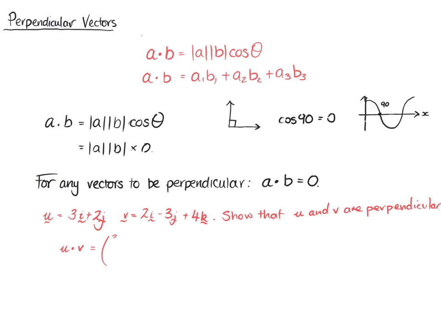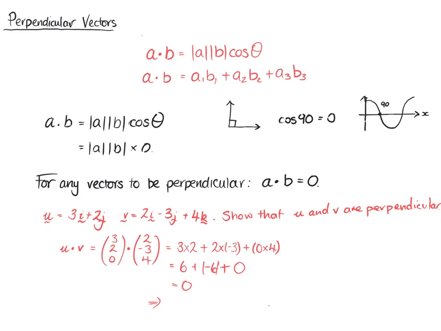To do that, we'll just quickly put it into component form. So 3, 2, 0 and 2, minus 3, 4. Remember, to do the dot product, we multiply the x components together, so we get 3 times 2. Then we add the product of the y components, so we get 2 times minus 3. And then we add the z components, which is 0 times 4. So we're getting 6 plus minus 6 plus 0. So that is 0.